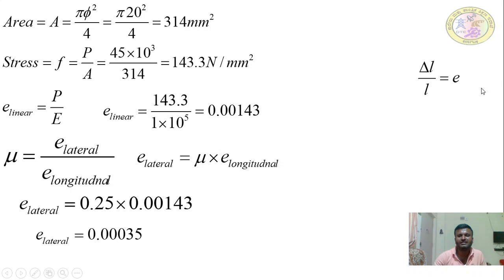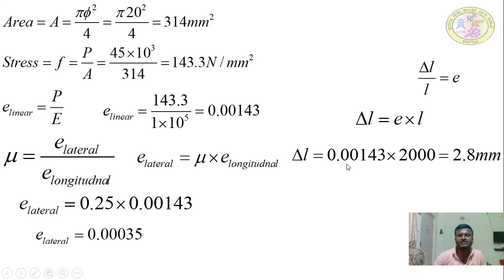Longitudinal strain is equal to delta L by L. So delta L, the change in length, is equal to longitudinal strain into length. E is written here instead of E longitudinal. It represents longitudinal strain whenever there is no subscript, so you should remember that. Next, delta L is equal to 0.00143, that is longitudinal strain, into 2000 because it is 2 meter. So the change in length is 2.8 mm.